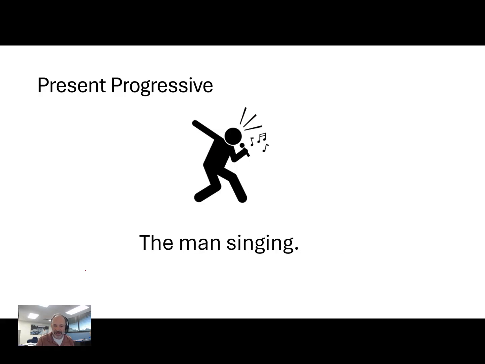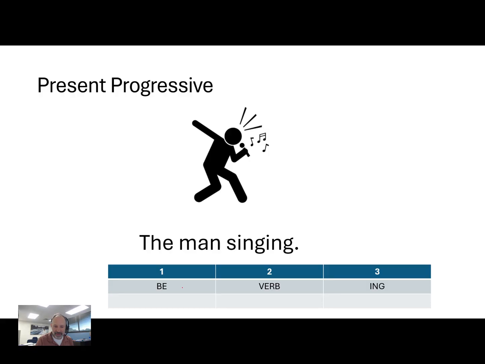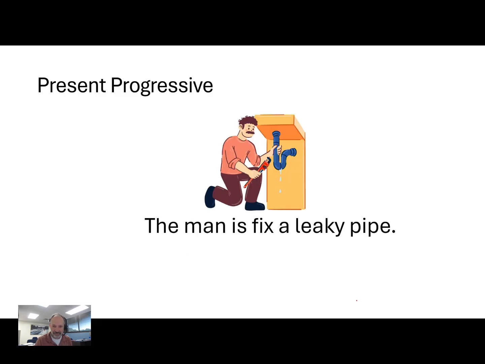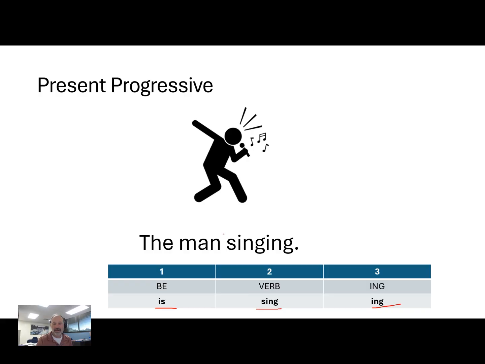The man singing. Can you fix the mistakes here? Remember, we need 1, 2, 3. I see sing, that's 2, and the ing, 3. I need the 1, the verb be. It should be the man is singing. Oops. The man is singing, so I need to add is right here.